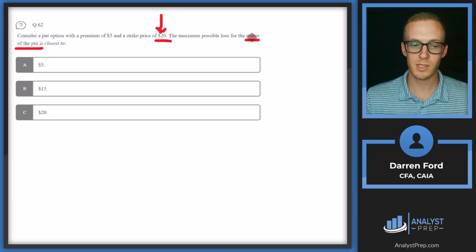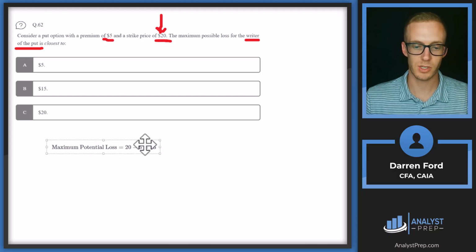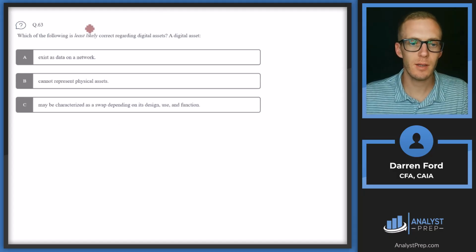The max possible loss then is if the stock goes to zero. So we've got 20 minus 0 there. However, I did earn a premium of $5. And so our max possible loss is just going to be 20 minus that 5, which gives us 15. Answer B.